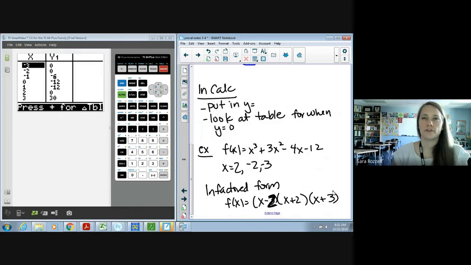So just a recap for that: we put it into y equals, hit the table, and found when y equals 0. And we found all 3 of our answers, so we wrote them down, and then we can put them in parenthesis form. Okay.